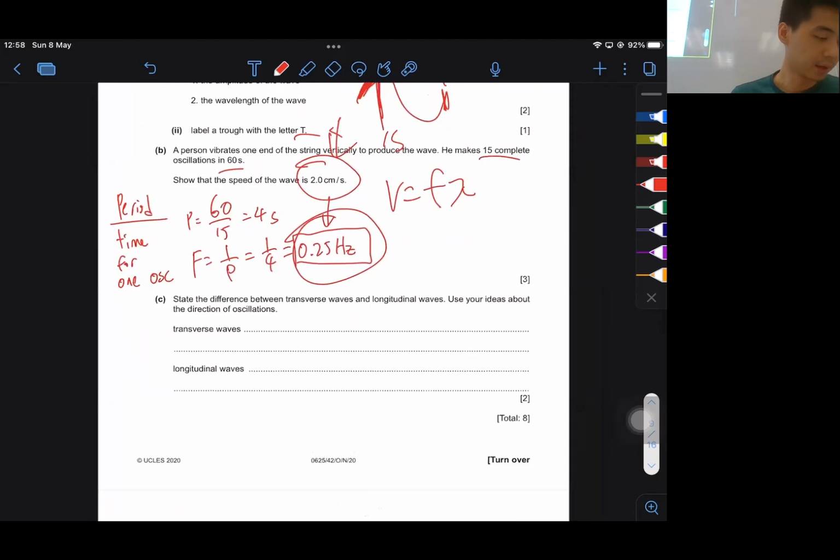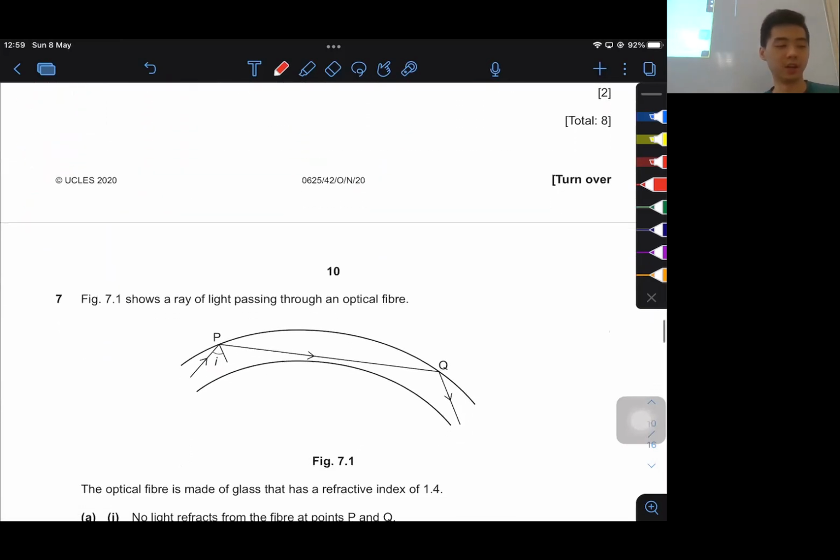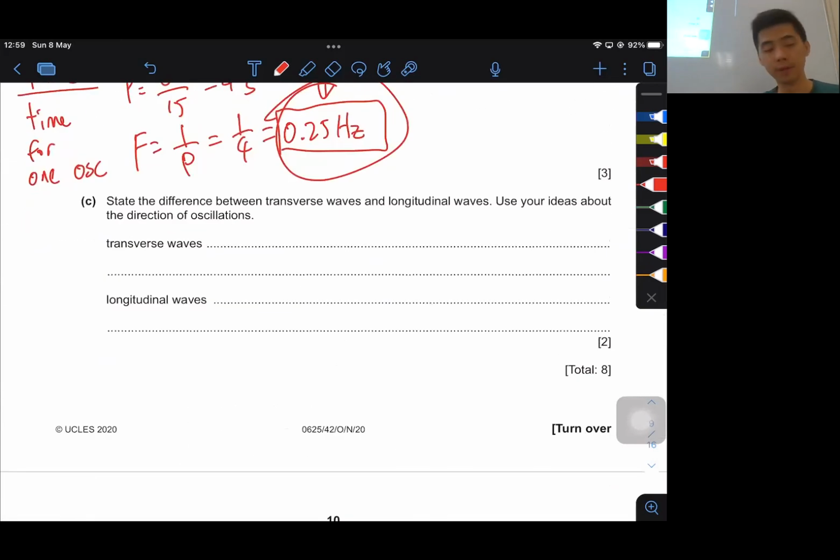Okay, then from here, state the difference between a transverse wave and a longitudinal wave. You use your ideas of direction and oscillation, which is essentially propagation and vibration here, right? So this is essentially the things that you're supposed to write on. Transverse waves have oscillation perpendicular to the direction of travel, whereas longitudinal waves have oscillation parallel to the direction of wave travel.